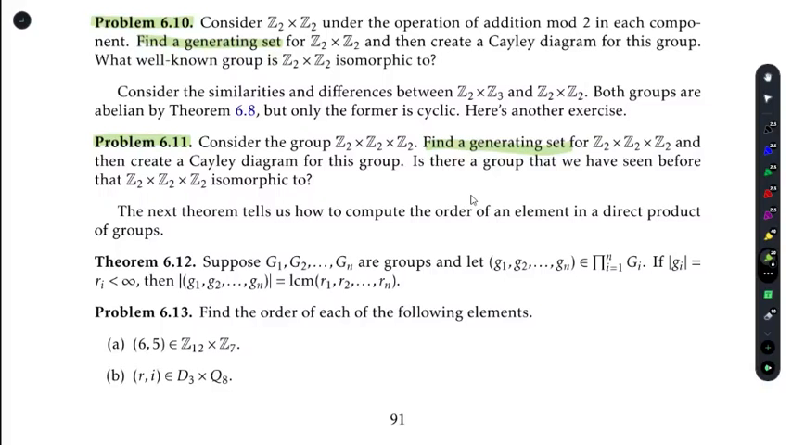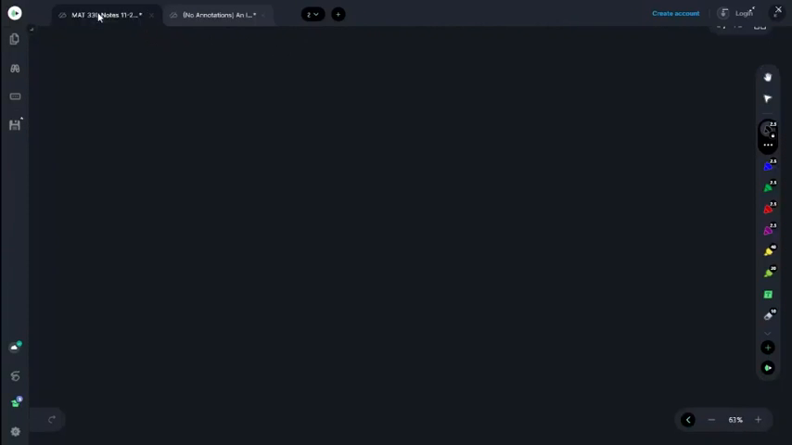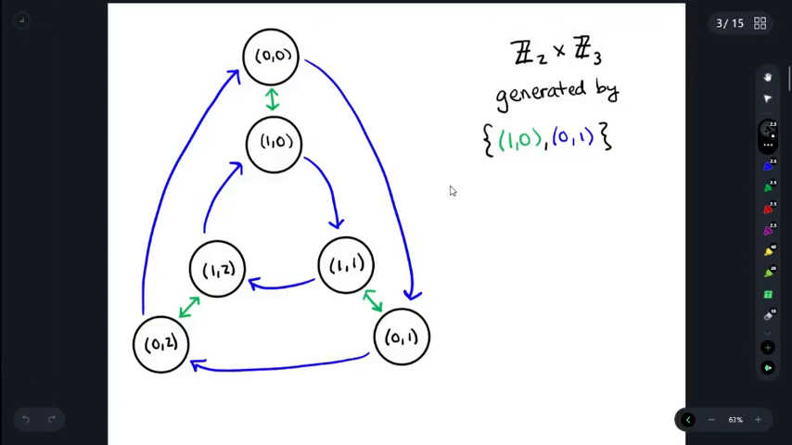Okay, so once we have all of these diagrams, hopefully you have a lot to look at on the whiteboard. Then we want to look at, I think it was the last theorem that you wrote down here, about the order of an element in a direct product. So let's take a look at the groups that we have in our Cayley diagrams before we move on to that theorem. Okay, so let's take a look at the order of the element 1, 1.